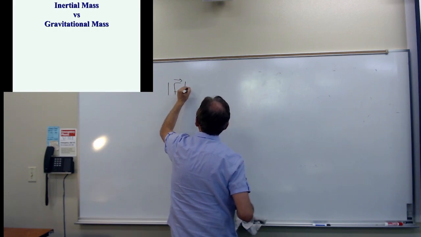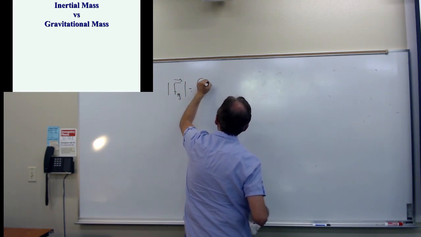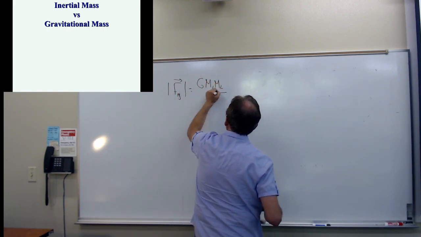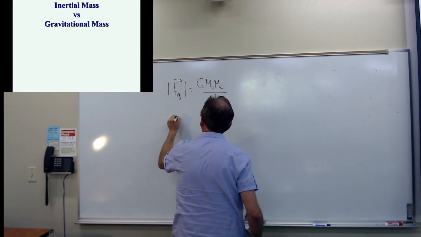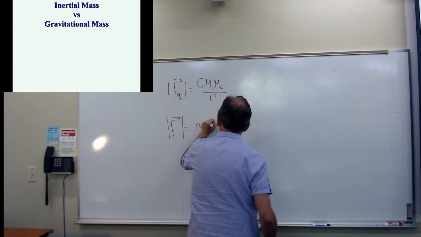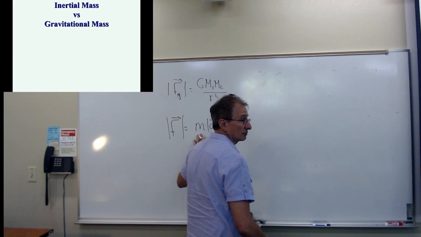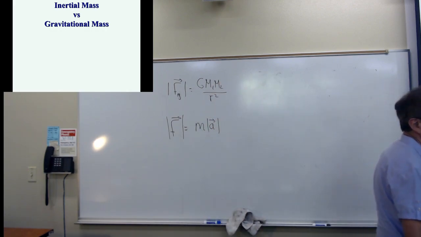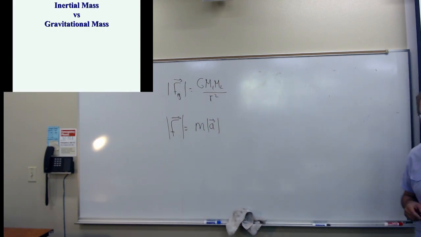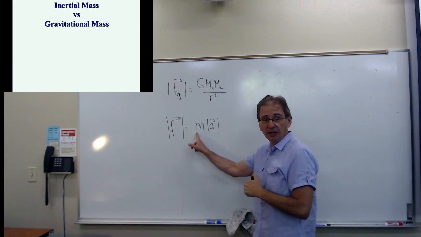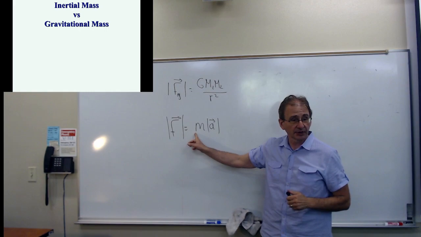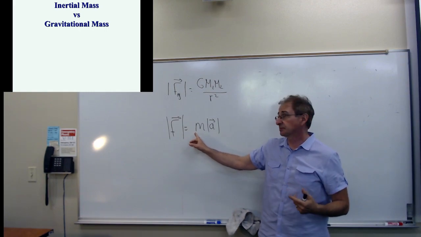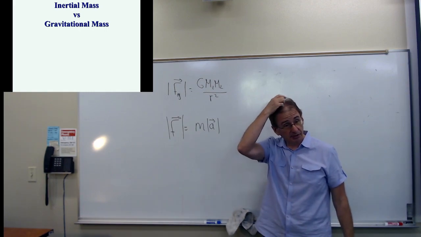So I'll write G for gravitational force. Okay, so this is Newton's second law. That's the gravitational force. Now, how do we define M here? Total mass of the system? Well, it is, but how do we define mass?